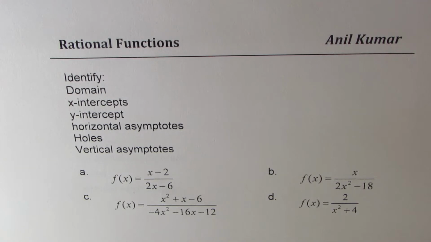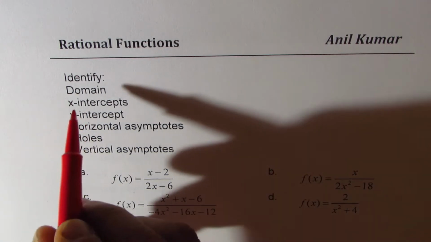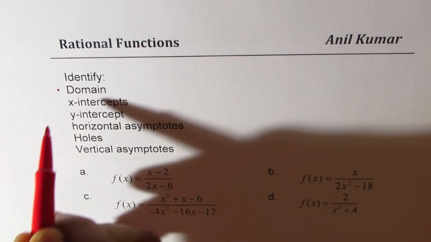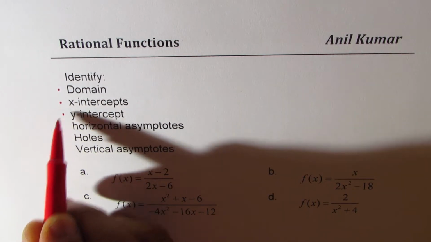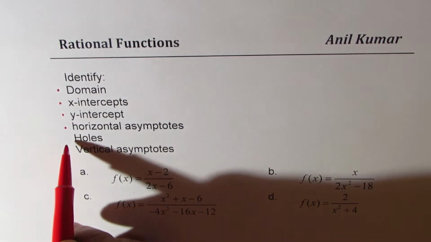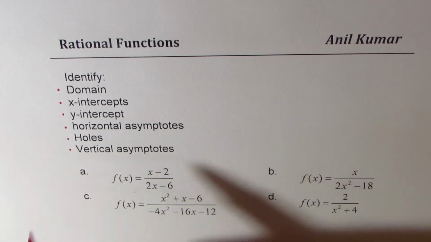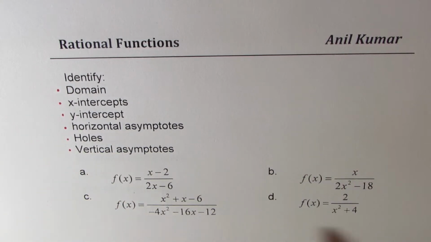We have a question here where we'll identify domain, x-intercept, y-intercept, horizontal asymptotes, holes, and vertical asymptotes for a few rational functions. So we'll work with these four rational functions. You can always pause the video, answer this question, and then look into my suggestions.